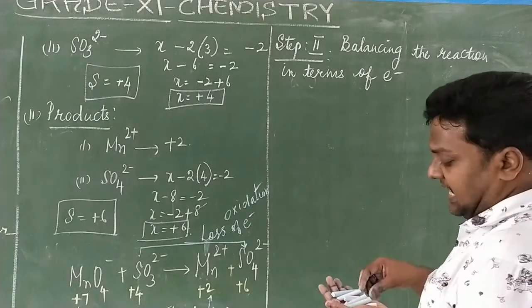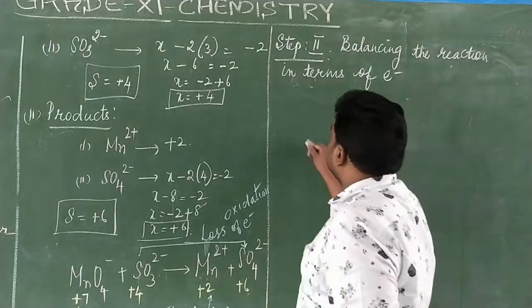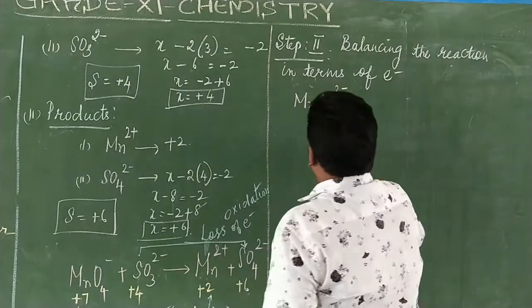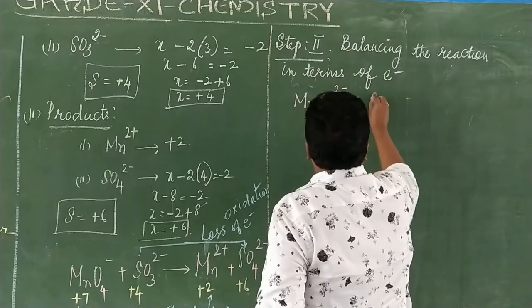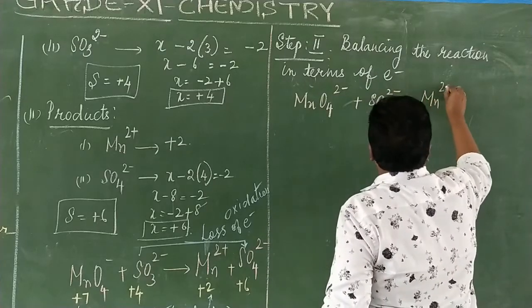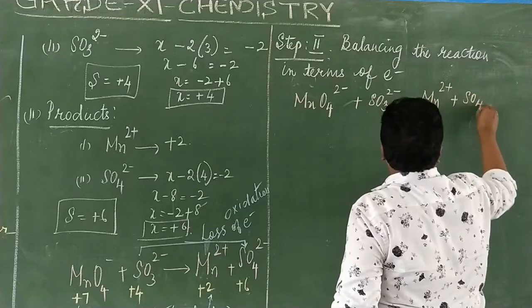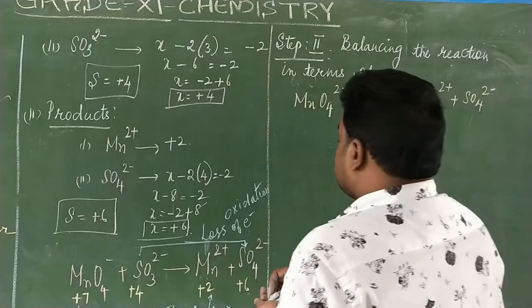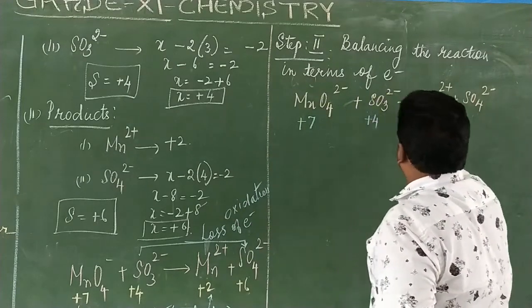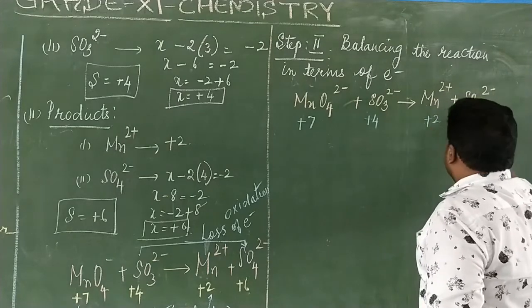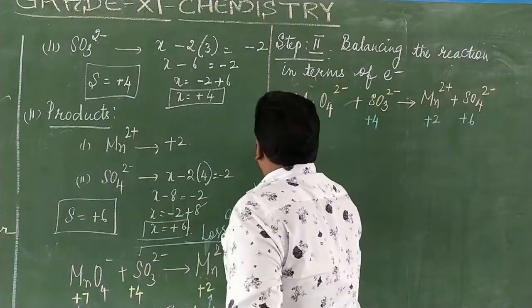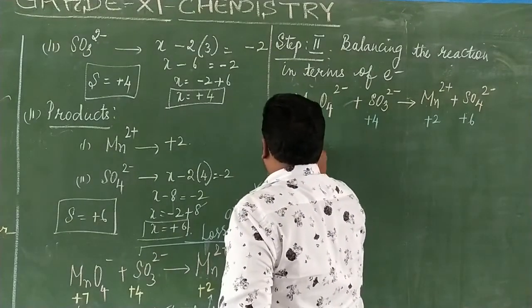What is the reaction? Again we will write the reaction. That is MnO4 minus plus SO3 2 minus gives Mn2 plus and SO4 2 minus. Now what are the oxidation states? Here it is +7, here +4, here +2, here +6. Now we have to balance separately. First we will write for oxidation.